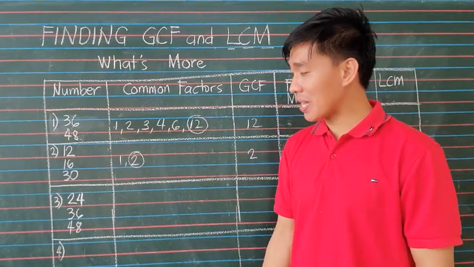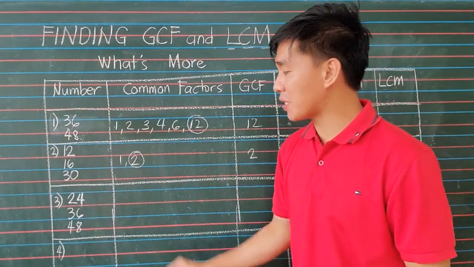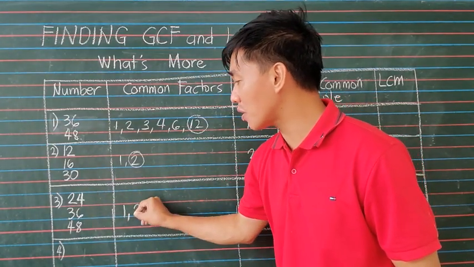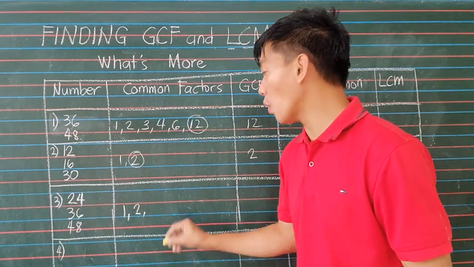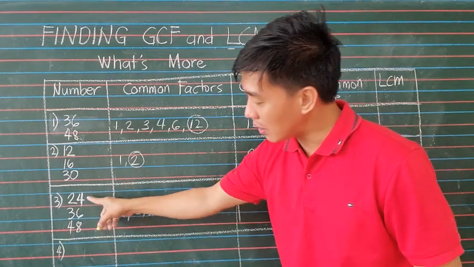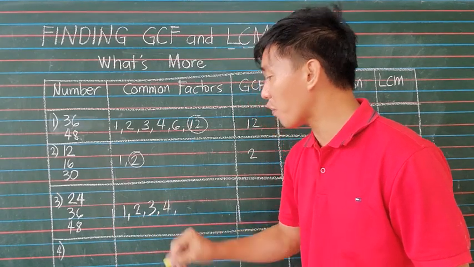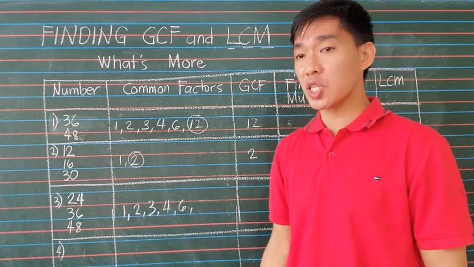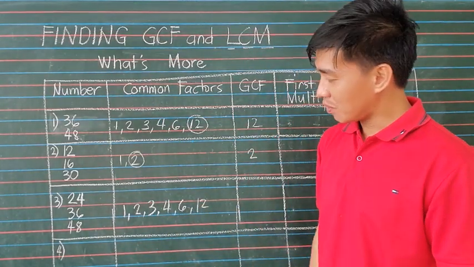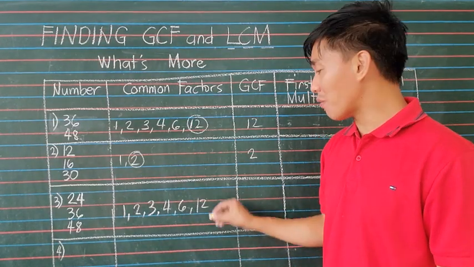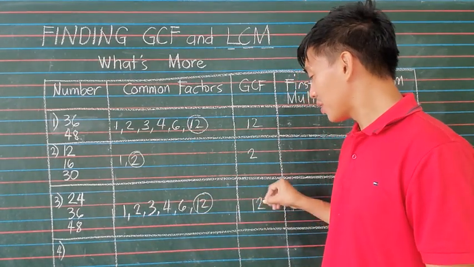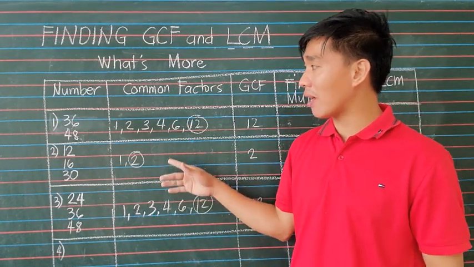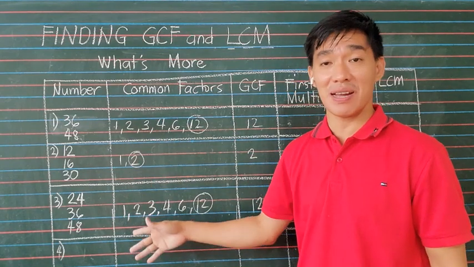For item number 3, these 3 numbers are divisible by 1, of course. And they are all even numbers, so they are also divisible by 2. And they are also divisible by 3. These 3 numbers are also divisible by 4. I think they are all divisible by 6. And also by 12. No more. So their greatest common factor is 12. You could use your pairs of factors in order to get the common factors of these numbers.